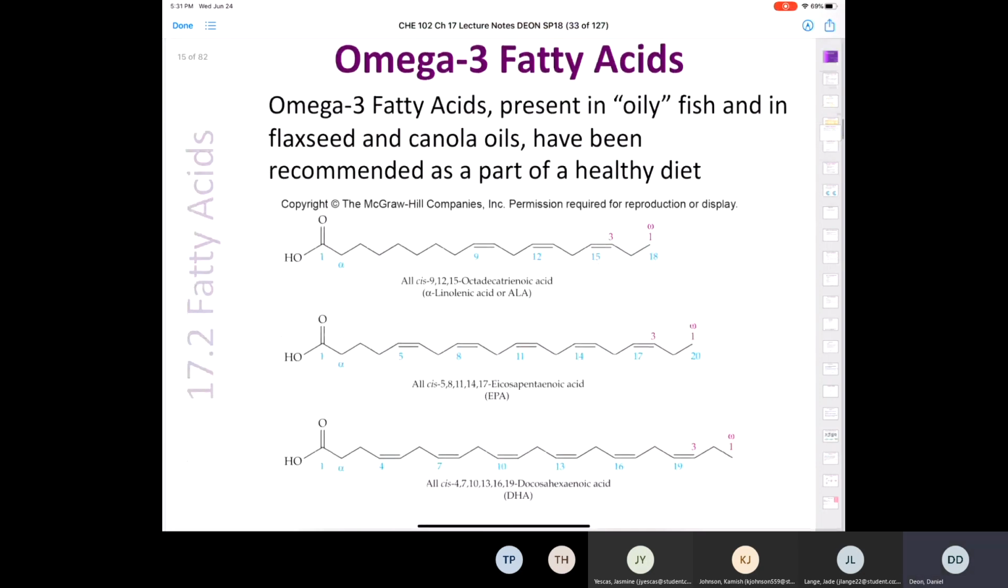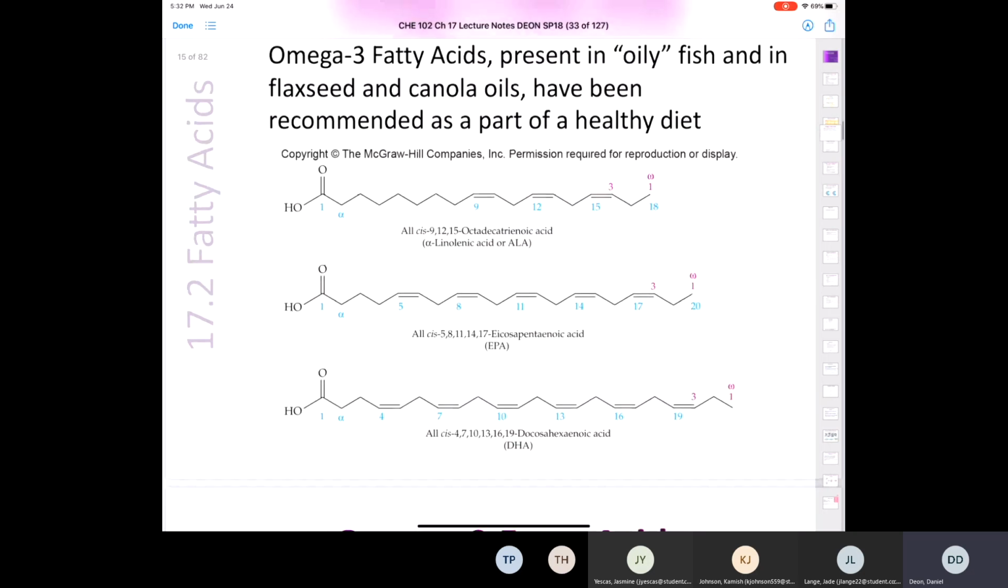Okay, so let's talk about omega-3s. I'm sure you guys have all heard of omega-3s and omega-6s. You want me to make it really simple for you? It doesn't matter really how many carbons are in a fatty acid. There could be 10, 20, 16, whatever. You go to the terminal carbon, the one at the end, and that's called the omega carbon.